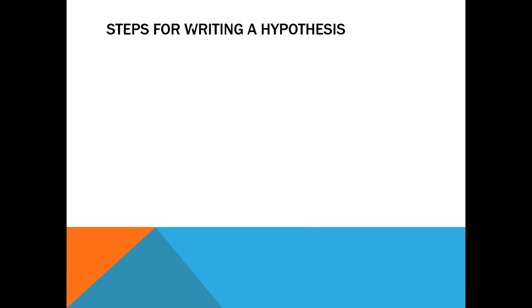There are some steps that you go through when you write a hypothesis before you start your experiment. First step is to start by identifying the investigative question. It has to be something you can actually test, not something that you would simply observe or have an opinion about.